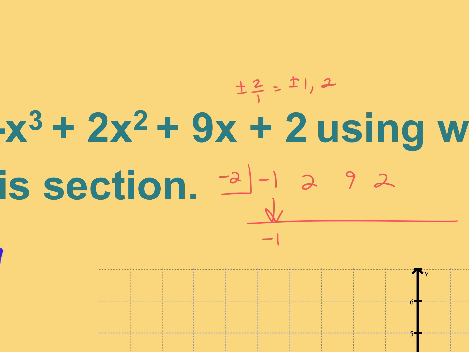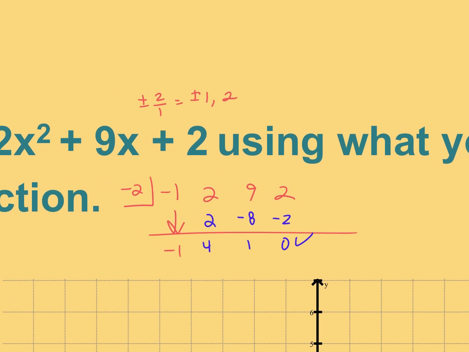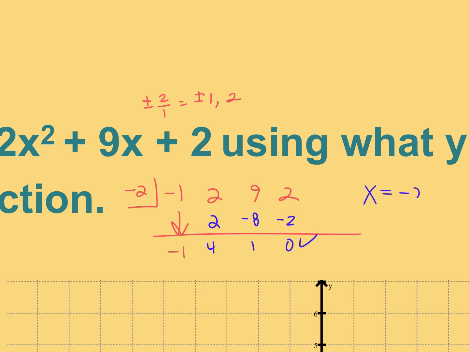So go to the corner. -2 times -1 times -2 is 2. 2 plus 2 is 4. 4 times -2 is -8. 9 minus 8 is 1. 1 times -2 is -2. 2 minus 2 is 0. So we found out that x equals -2.